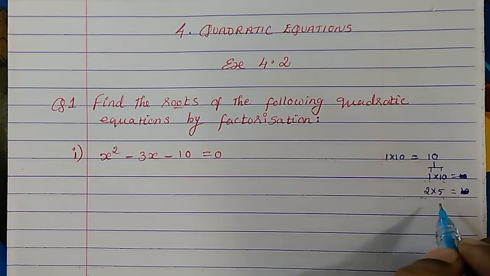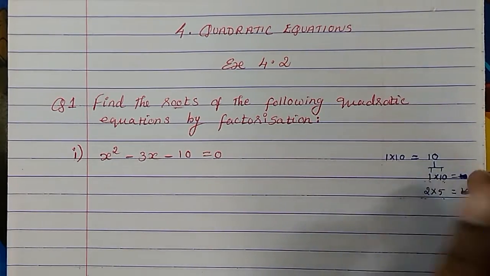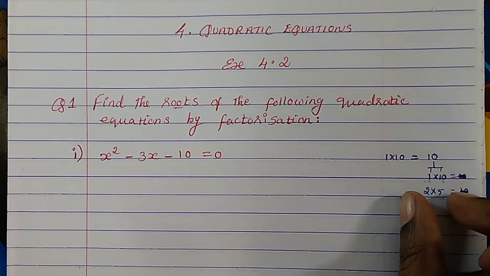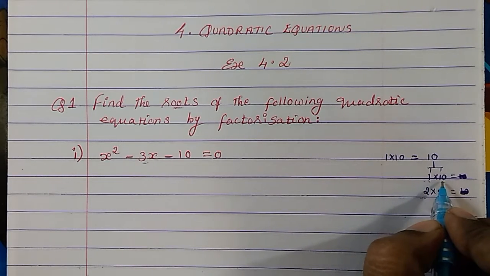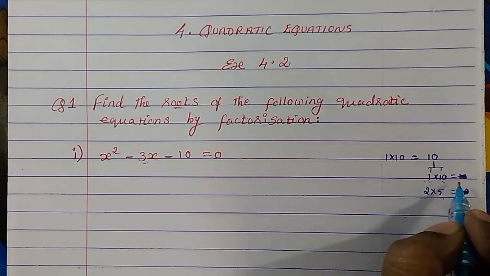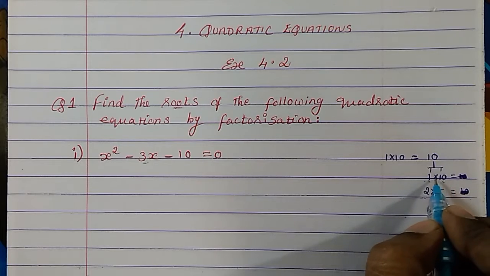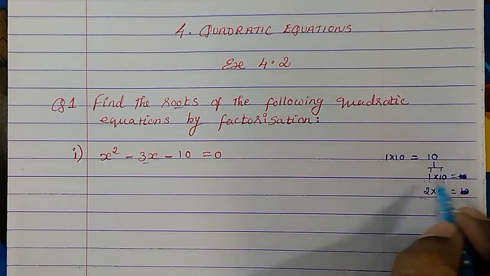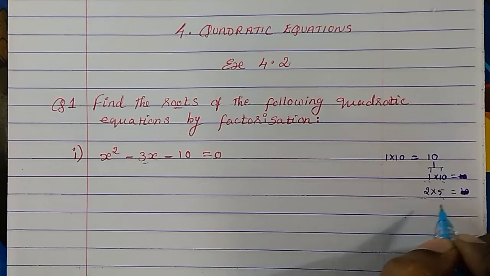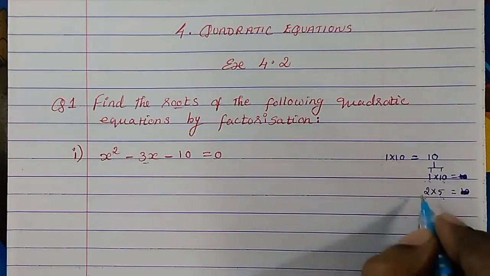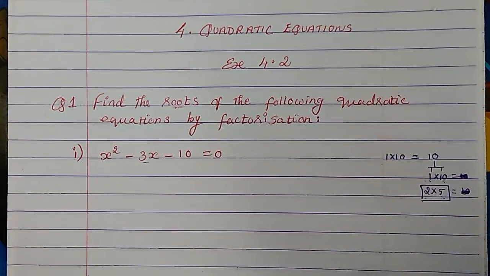In this, any two numbers we will take, either this pair or this pair, and then see whether by adding or by subtracting we get the middle term. So if you take 1 plus 10 will give us 11. So that will not work out. Then from 10 you minus 1 will get 9. So that also will not work out. Here you see 2 plus 5 is 7. If we subtract 2 from 5, then we will get 3. So that means this pair we will take, 2 and 5.